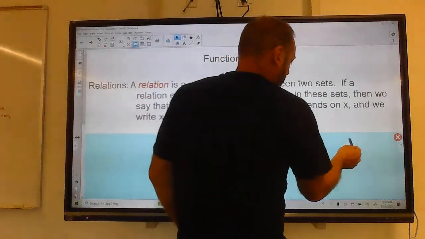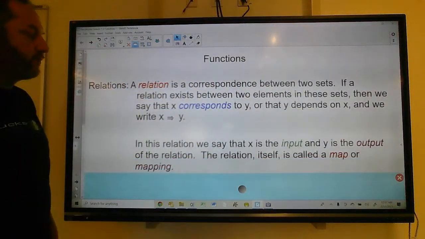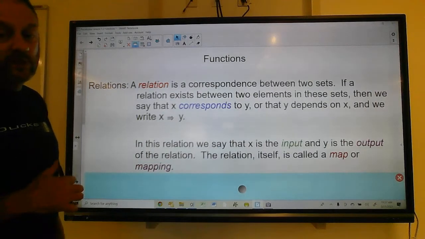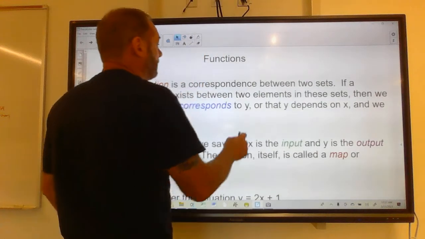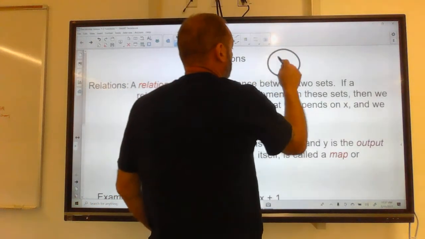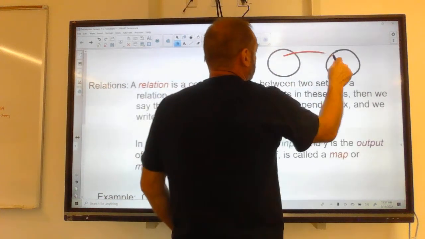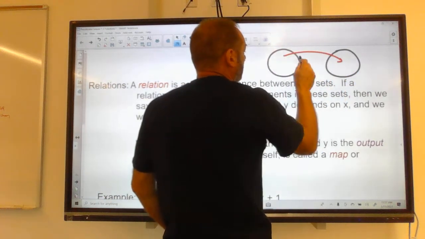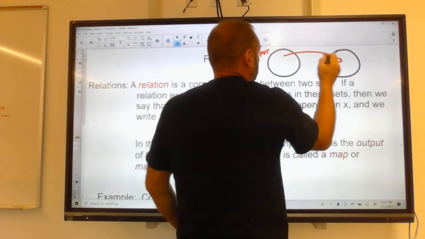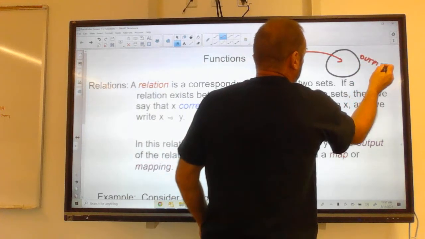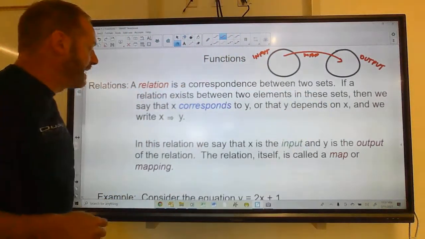Okay? So, in this relation, we say that x is the input and y is the output of the relation. The relation itself is called a map or a mapping. So basically what this means is you've got a set of numbers here and a set of numbers here, and you have a map that takes things from one to the other. Okay? So these are your input, these are your output, and this is your map right here. Map tells you where to go.